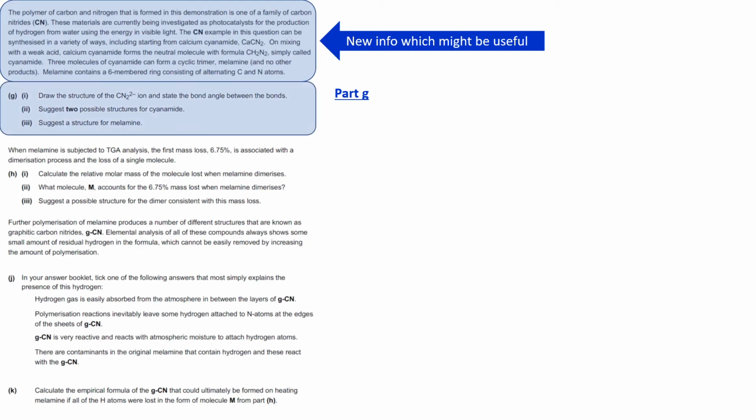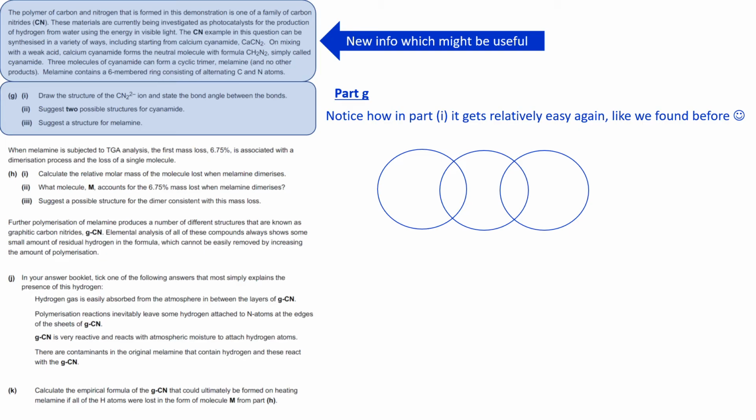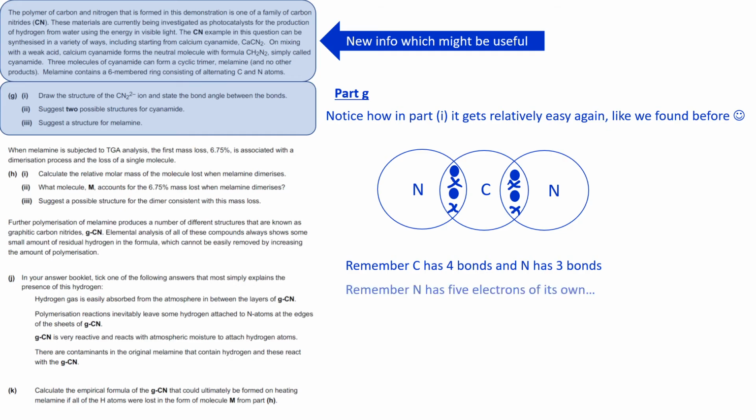So part G, it asks you to draw the structure of the CN2 2- ion. So again, like we said, it's going back to fairly easy stuff. So CN2, 1 carbon in the middle, nitrogen either side. Remember, carbon has 4 bonds, nitrogen has 3. So let's put in carbon's electrons and then do the double bond. That's probably going to happen.